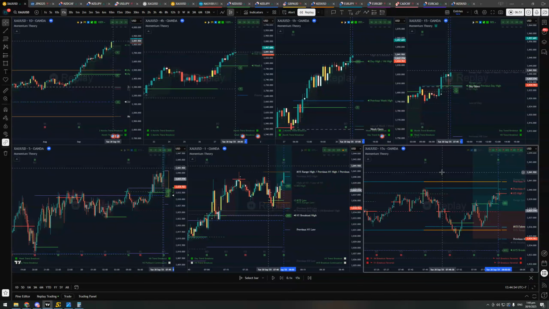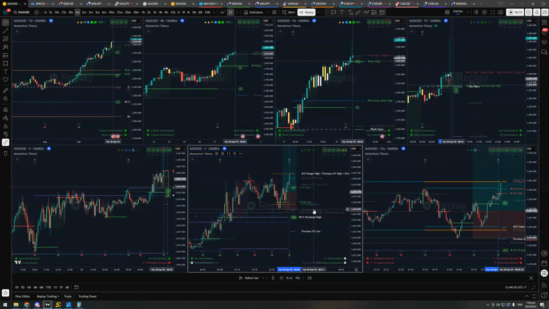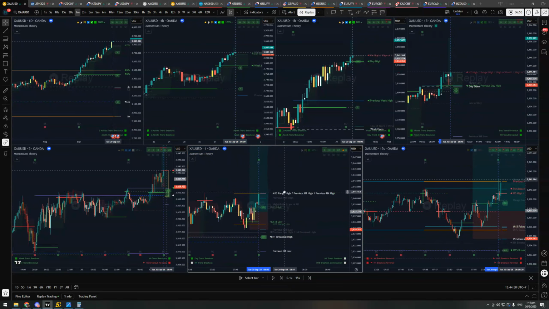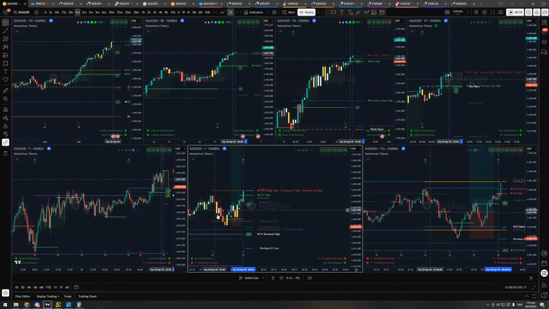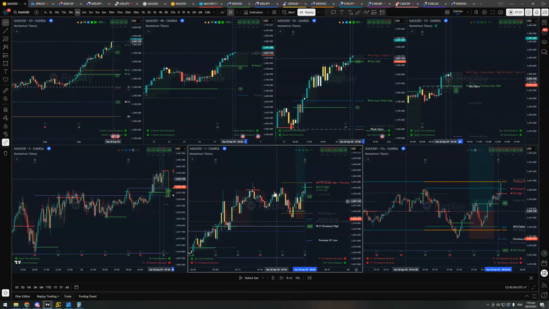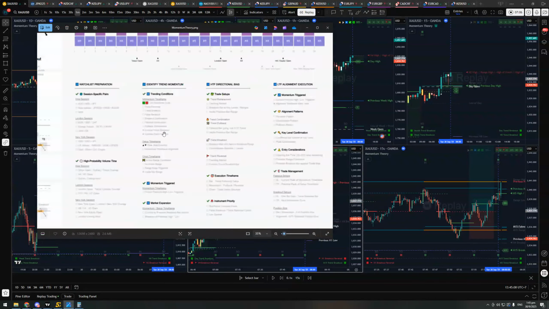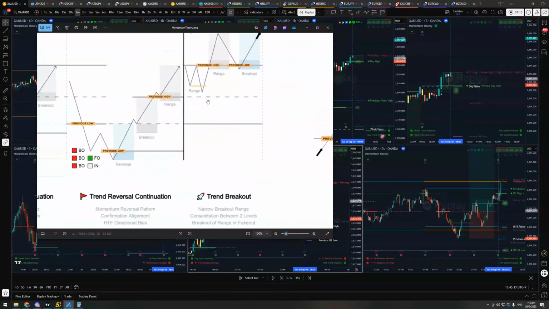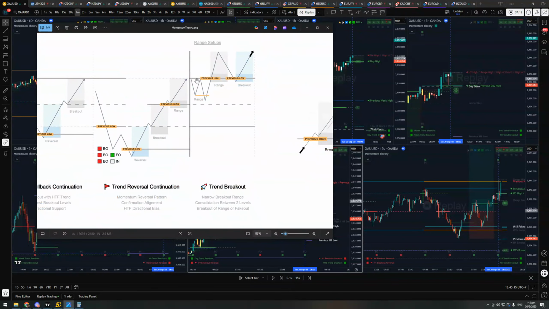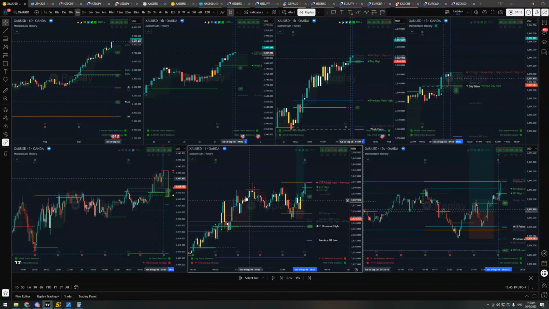And once the H4 opened over here, I see that we're in a range. We have some consolidation. Price came down, faked out the low. And this is my trend breakout setup, that first one. So narrow breakout range, consolidation between two levels, and then I want to see price come down and fake out that range. So we do have a narrow breakout range.